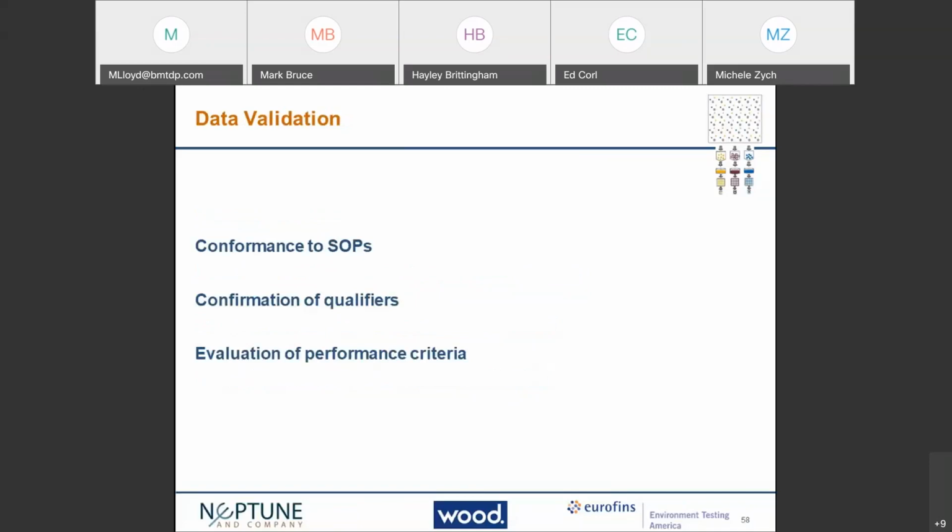And so next, data validation for incremental sampling is also similar to data validation for discrete sampling. So making sure that the standard operating procedures, for example, laboratory SOPs for ISM data were properly followed, and confirming that the correct qualifiers were assigned, like correctly identifying non-detects. And so for ISM, you might have special considerations when you do have non-detects, particularly since ISM designs usually have smaller sample sizes. And then also, of course, the evaluation of performance criteria. So for example, were any data rejected due to not meeting the quality control criteria?